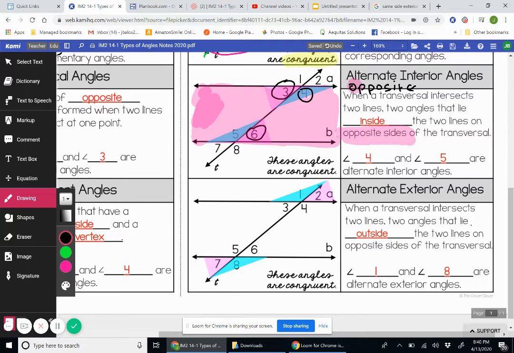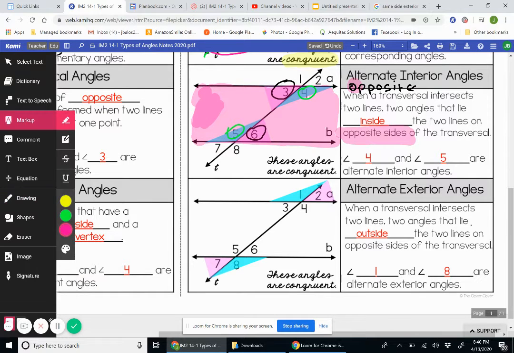I should use a different color. Let's do this. 4 and 5 are also alternate interior. Just like corresponding angles, these are always congruent. That's the important piece of information right there. Alternate interior angles are congruent, always.